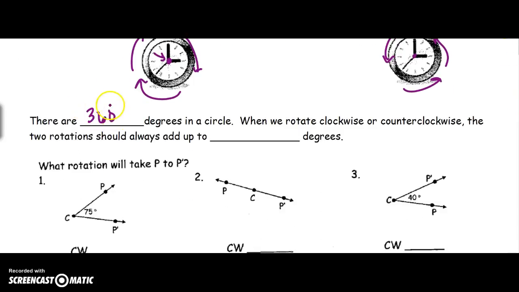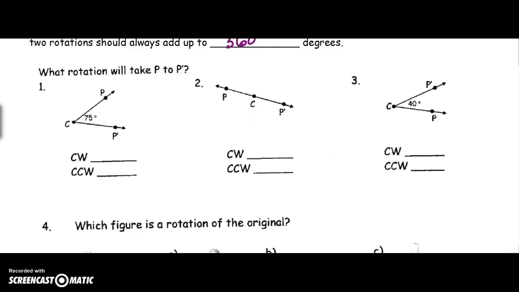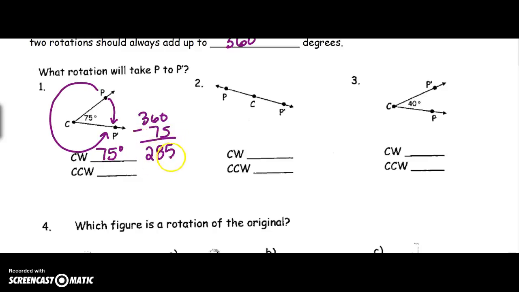There are 360 degrees in a circle. When we rotate clockwise or counterclockwise, the two rotations should always add up to 360. What I mean by that is if I were to give you this image here in number 1, it says what rotation will take P to P prime. So here, P to P prime, we are rotating this line clockwise, and I tell you that it's 75 degrees. But if we went the other way, how many degrees are left? You would do 360, take away 75, and you're going to be left with 285. So if you were to rotate P to P prime going counterclockwise, it would be 285 degrees.